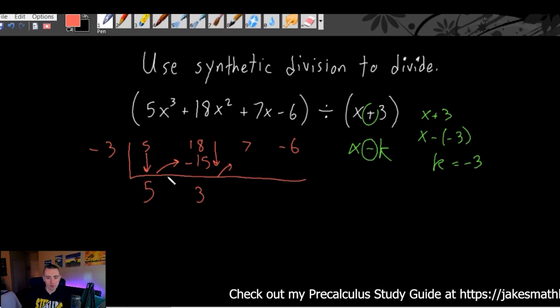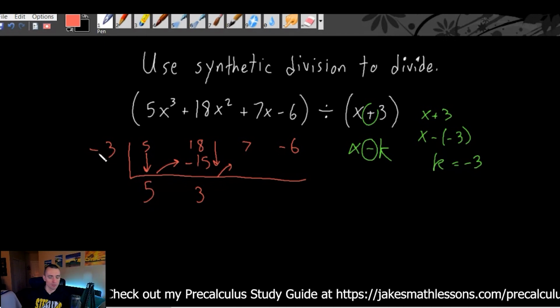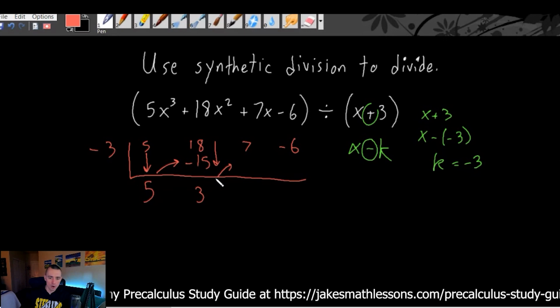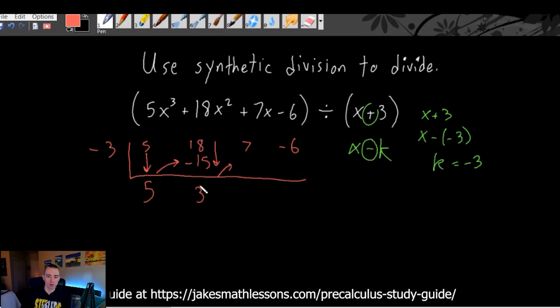Each diagonal move is going to be a multiplication of whatever this number is times whatever your k value is over here. And each down move is just going to be addition for whatever the two numbers are in this column here, and then write the result down here. So next move now is going to be diagonal.